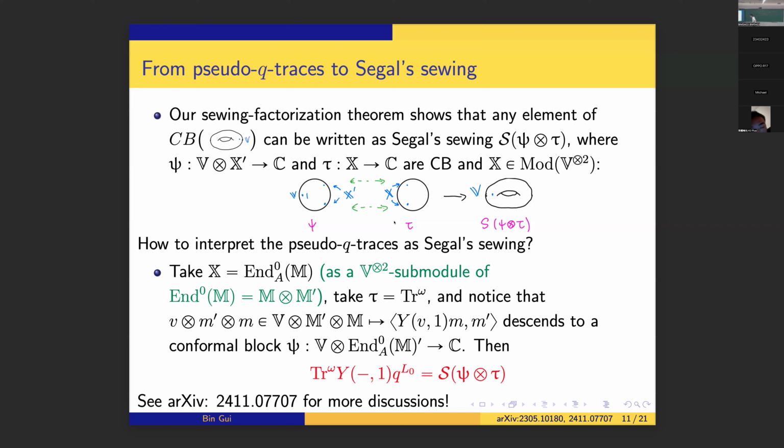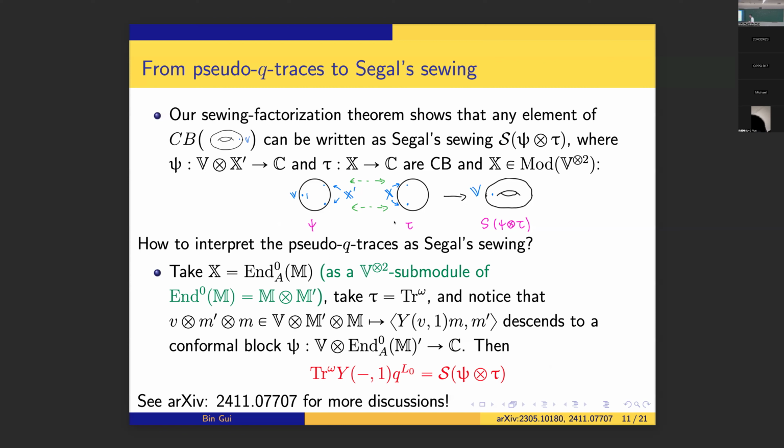So in particular, if you construct a genus one conformal block using the previously mentioned pseudo Q traces, then the pseudo Q trace can also be realized as the sewing of some psi and some tau, or a linear combination of them. So the natural question is how to give a direct realization of a pseudo trace construction in terms of these psi and tau. And here's the answer.